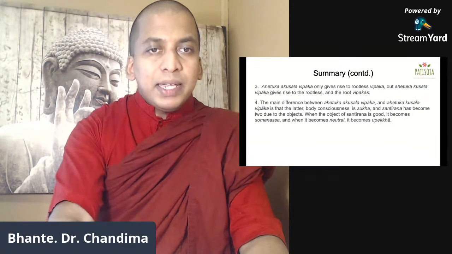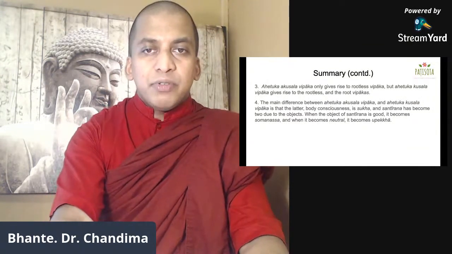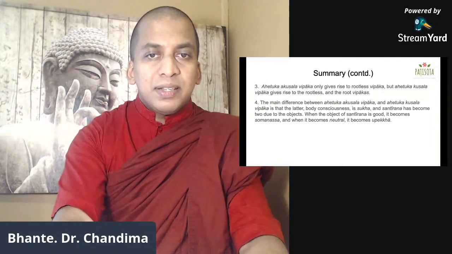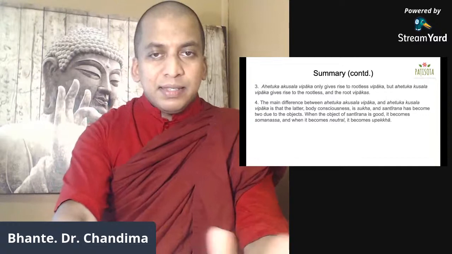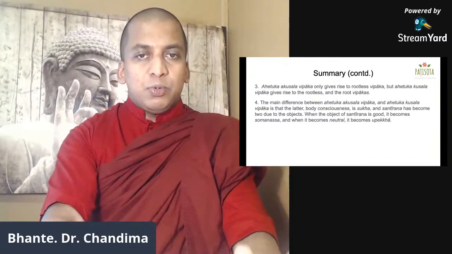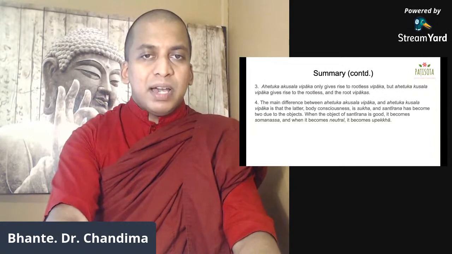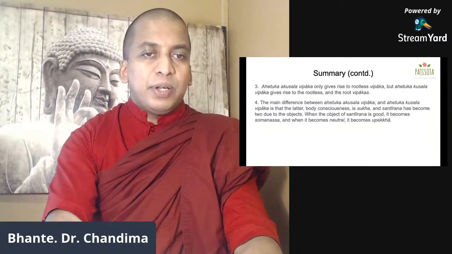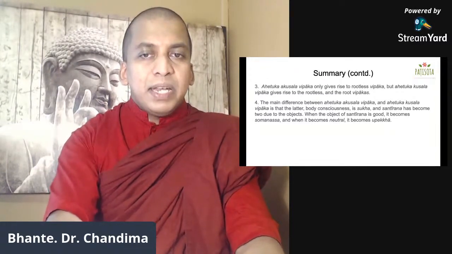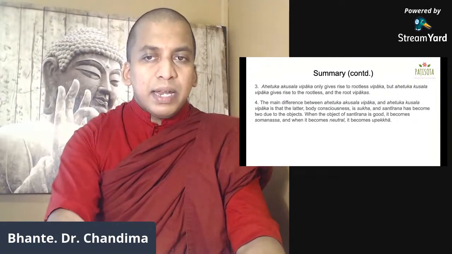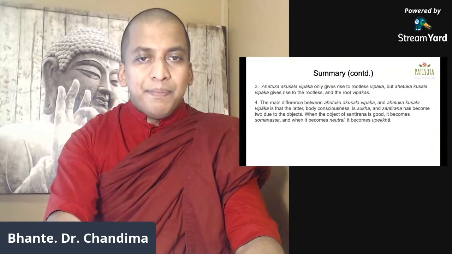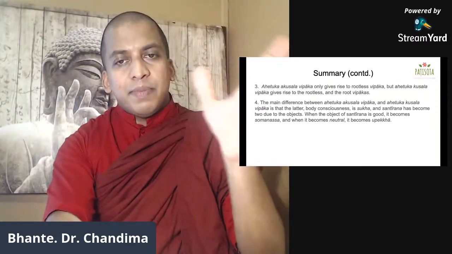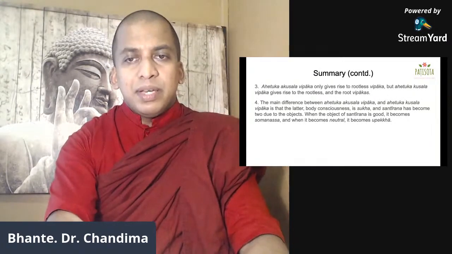Number 3, ahetuka akusala vipaka only gives rise to rootless vipaka, but ahetuka kusala vipaka gives rise to both rootless and rooted vipakas. I told you, sometimes even the kusala side of the ahetuka chitta, which seems rootless, can be with roots at some point. Number 4, the main difference between ahetuka akusala vipaka and ahetuka kusala vipaka is that in the latter, body consciousness is sukha. We know that on the akusala side it's dukkha, but on the kusala side it's sukha. And also there is the santirana part.